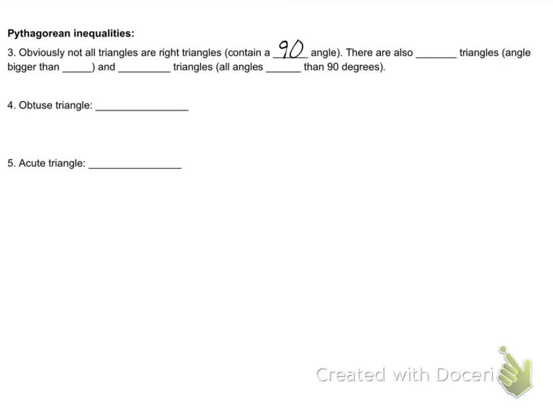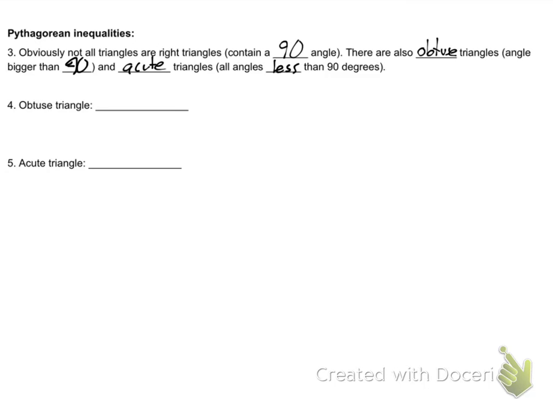So, 90-degree angle. There are also blank triangles, with an angle bigger than 90, and blank triangles, where the angles are smaller than 90. The first one is obtuse, because it's bigger than 90. And acute are the other ones, and those are less than 90 degrees, all of the angles, right?